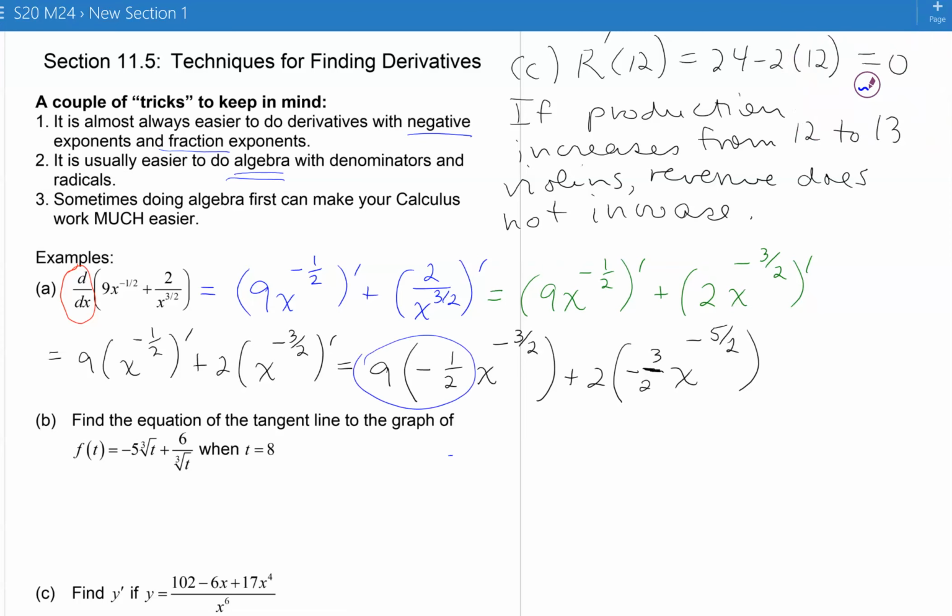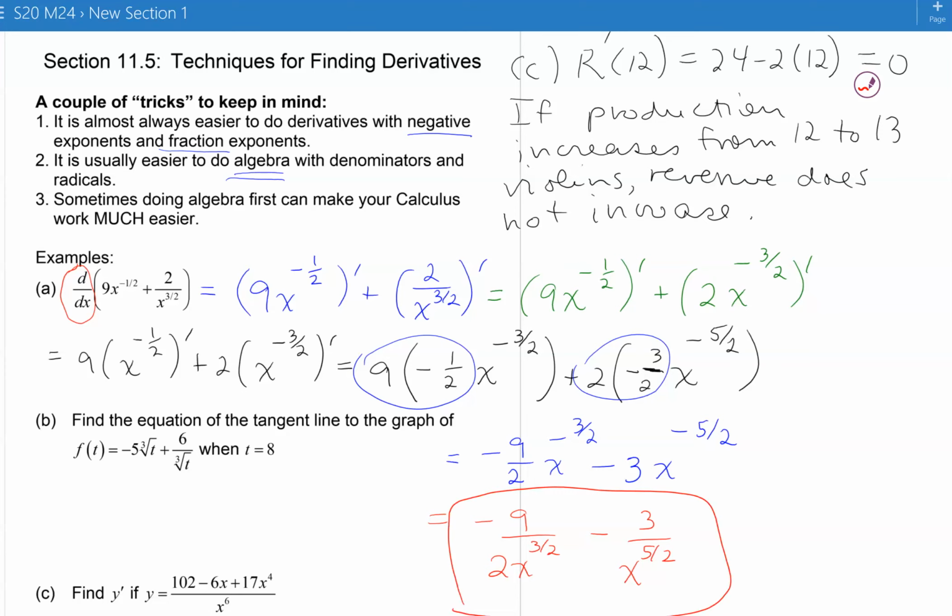Then we're going to combine the 9 and the negative 1/2. Multiplying together is negative 9 halves. And then combine 2 times negative 3 halves, which is going to be minus 3 x to the minus 5 halves. And then you need to write your answer without negative exponents. So this would be your final answer without negative exponents. So make sure and do lots and lots of practice problems.